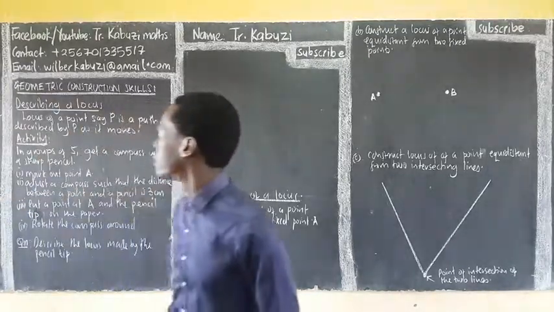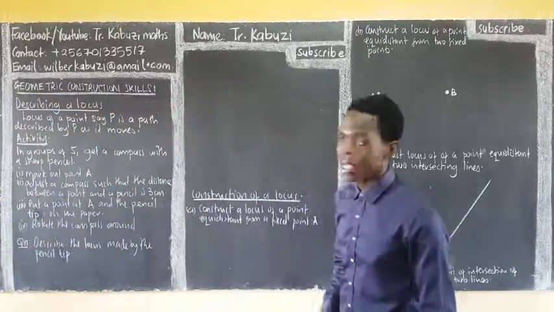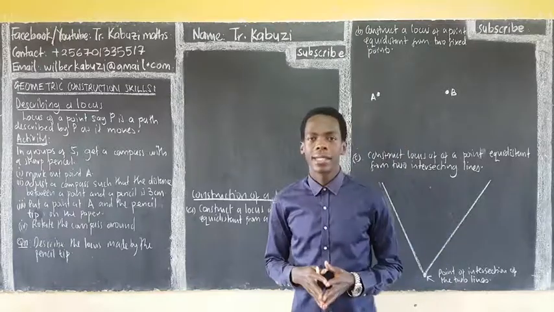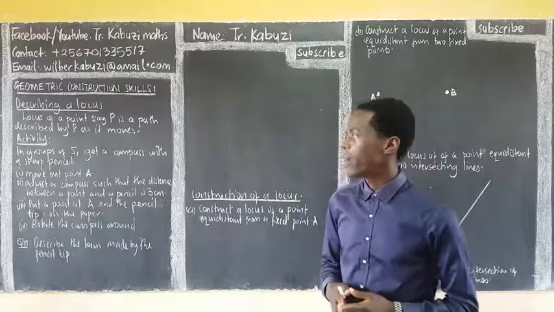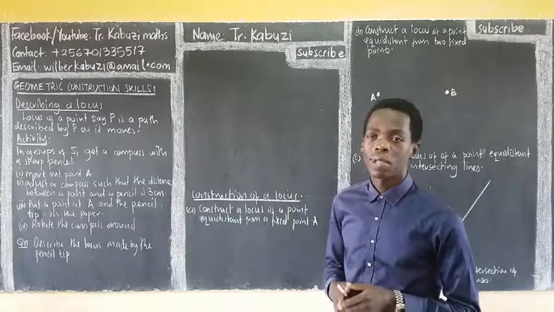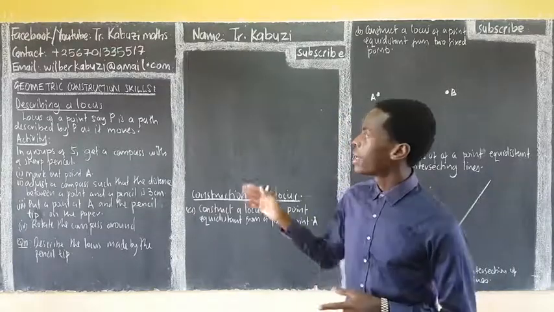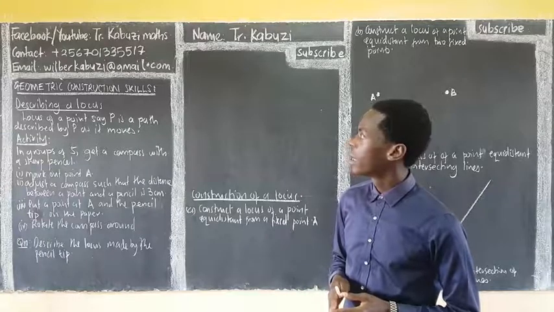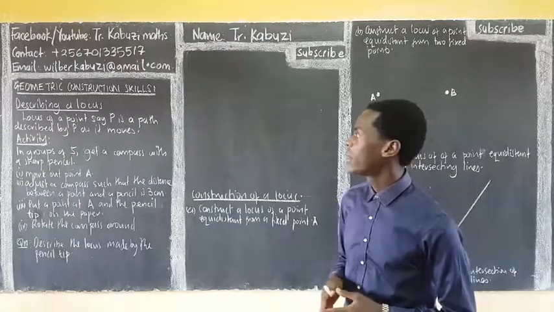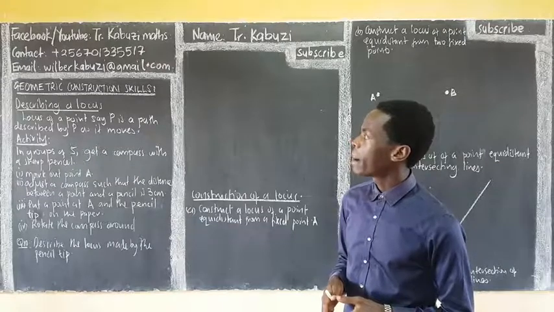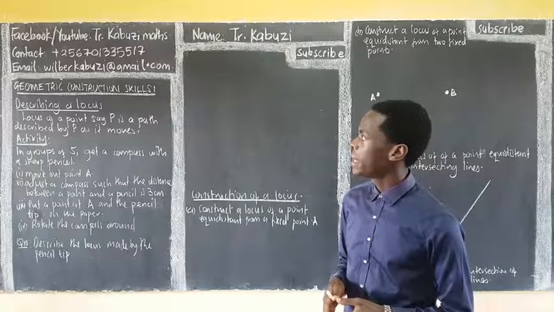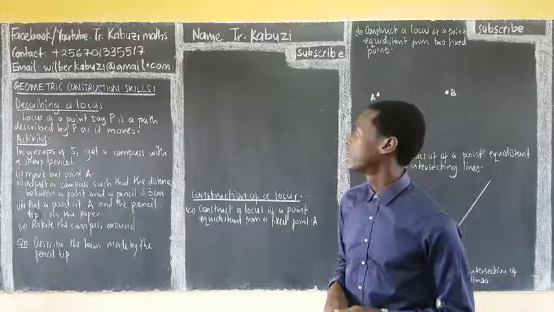Okay, now members, we are going to see describing a locus. We have seen how we construct angles, how we construct parallels, how to describe, how to circumscribe. Now we are going to focus on locus. So how do we describe a locus? A locus of a point, say P, is a path described by P as it moves.